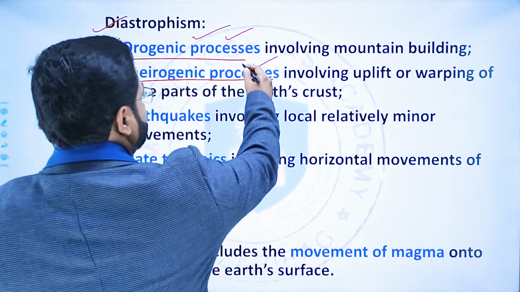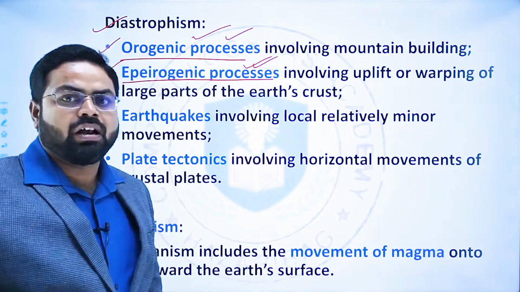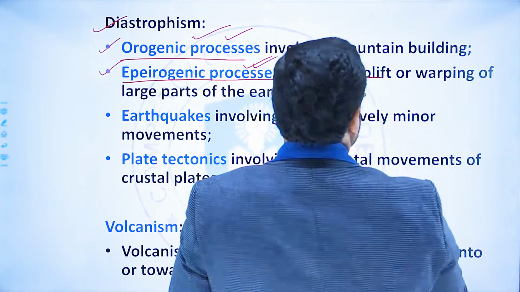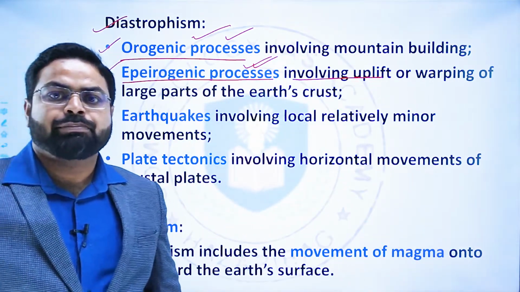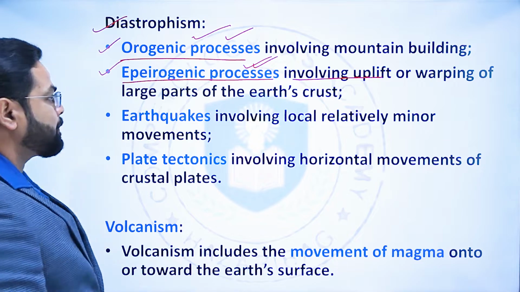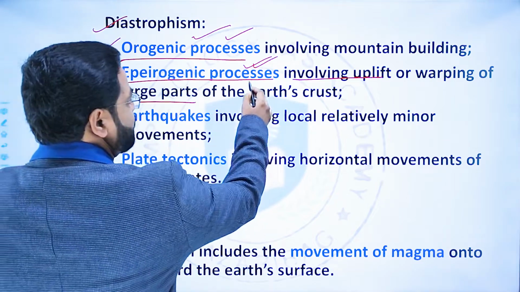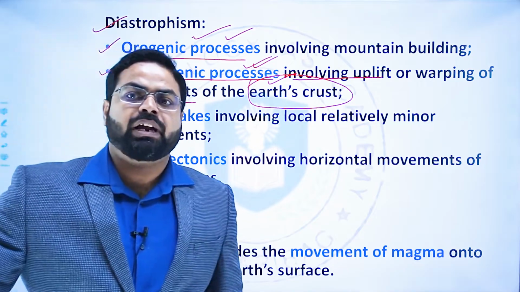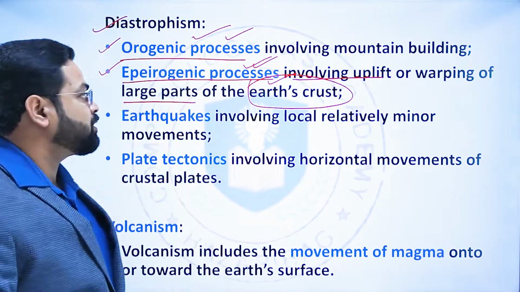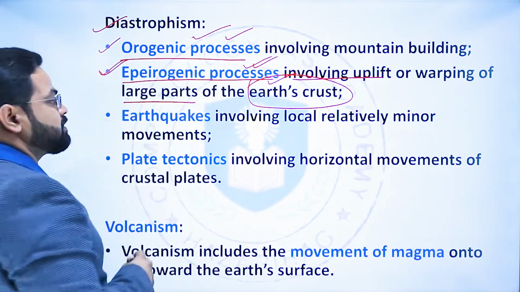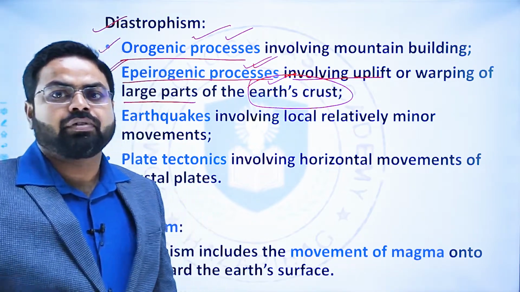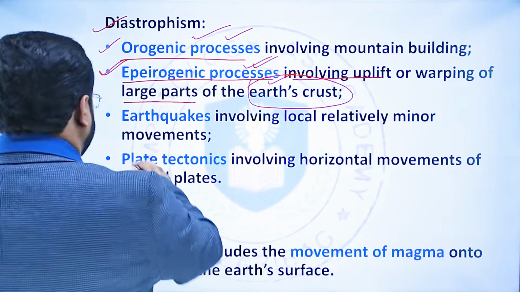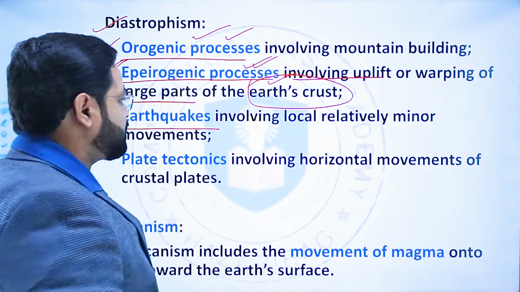Epeirogeny is another process. Here a large surface of the earth, a huge landmass, is involved in upliftment or upwarping. A large part of the earth's crust will be uplifted and it will form features like plateaus. So epeirogeny is the process where we see the formation of large-scale uplifted landscape on the surface of the earth.